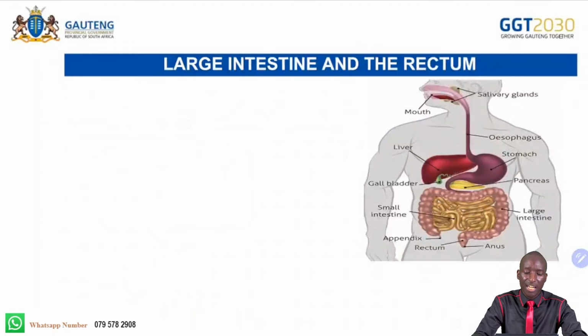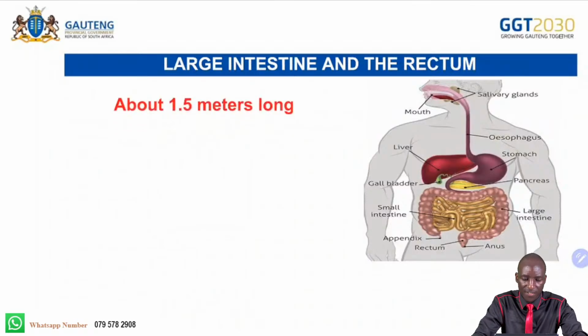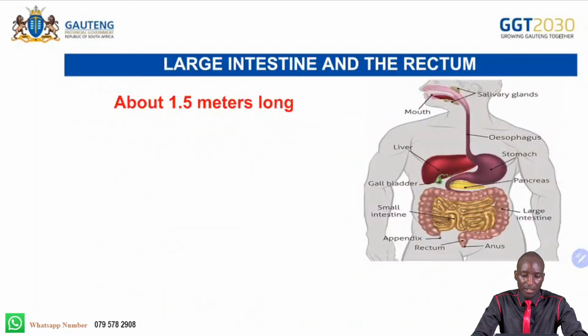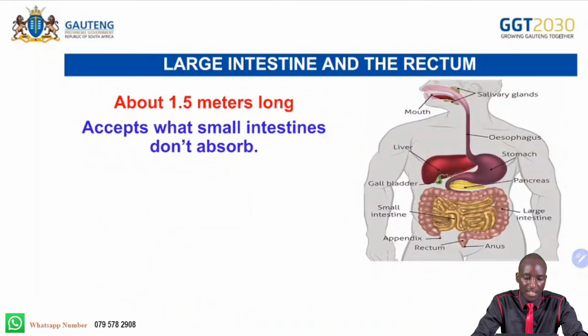Then now we look at the large intestine and the rectum. What you need to know about the large intestine is that it is about 1.5 meters long. Very, very long. It absorbs what the small intestine doesn't, so everything which cannot be absorbed by the small intestine is absorbed by the large intestine.